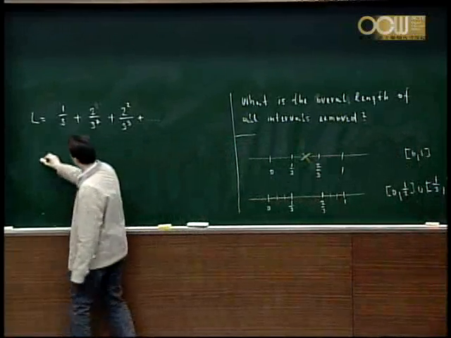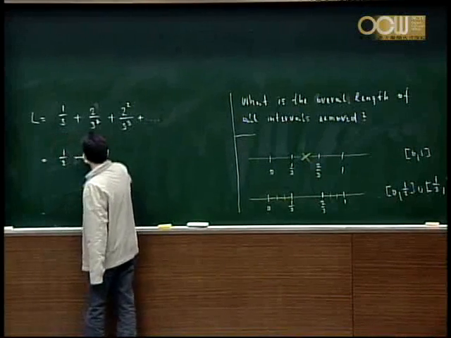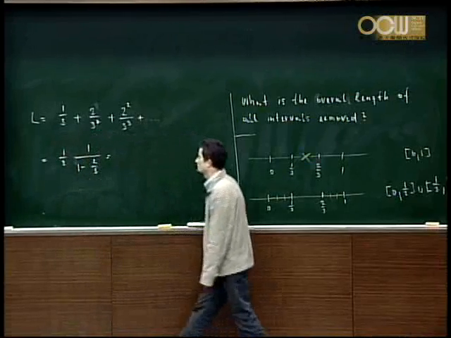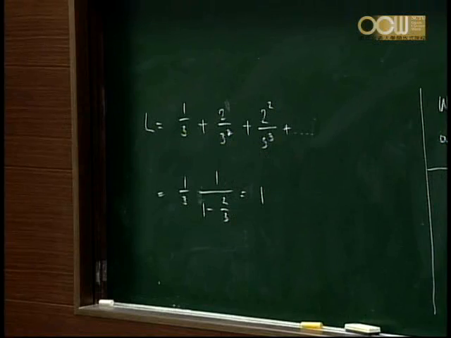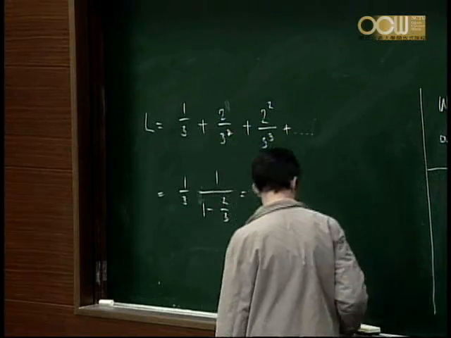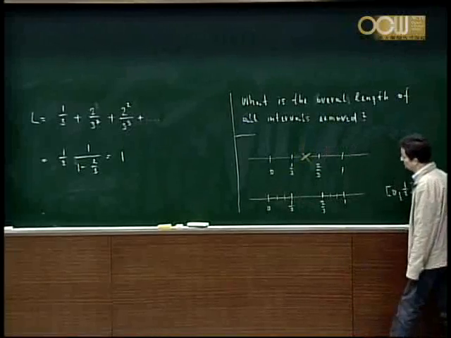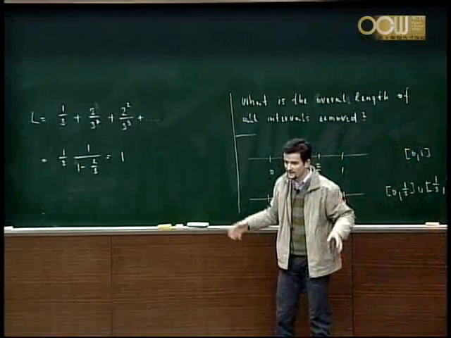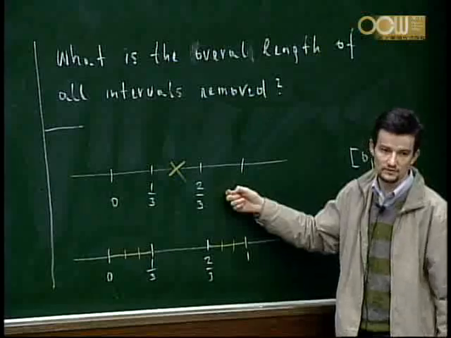So if you use our formula, then this is 1 over 3 times 1 over 1 minus 2 over 3. So you see the answer is 1. This is quite interesting because this means that if you look at the lengths of the intervals which you remove and add all of them, it is equal to the length of the original interval.